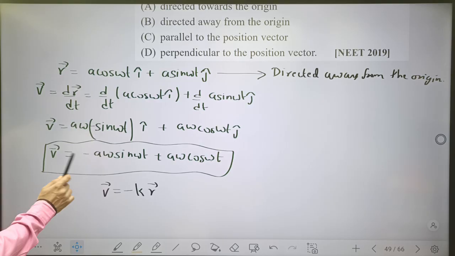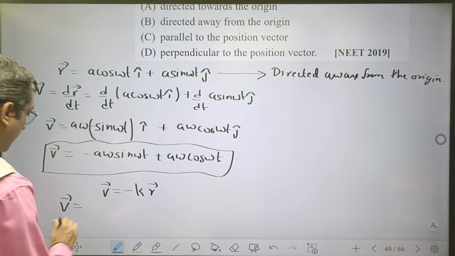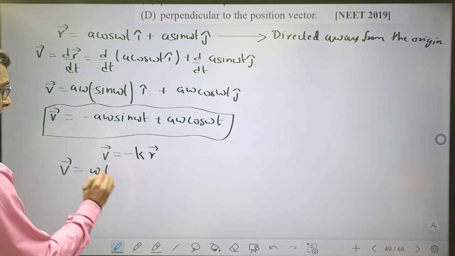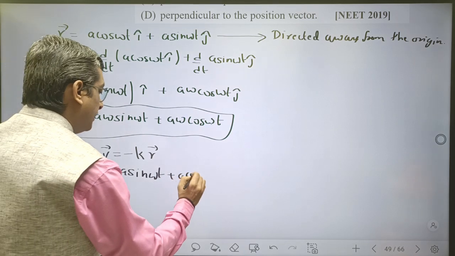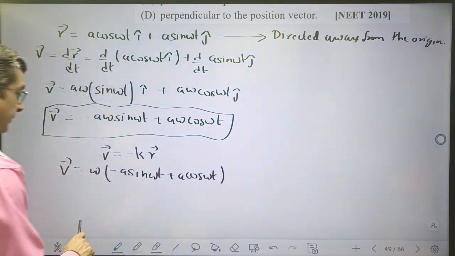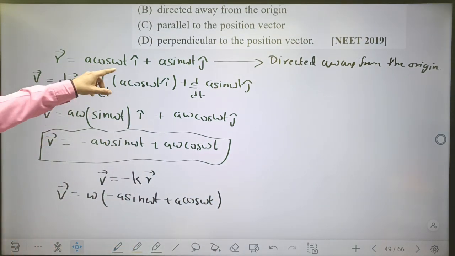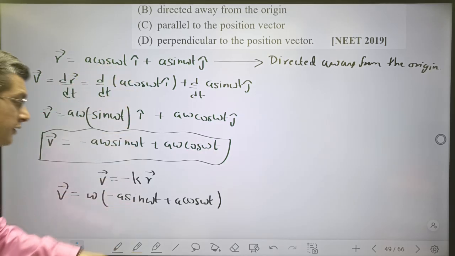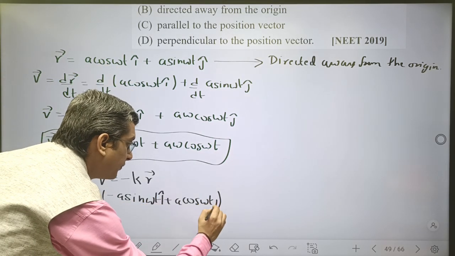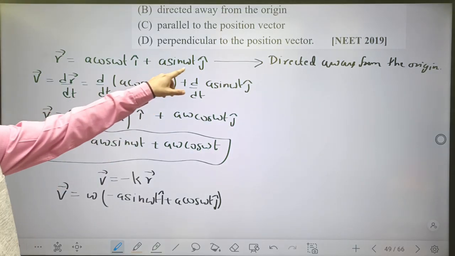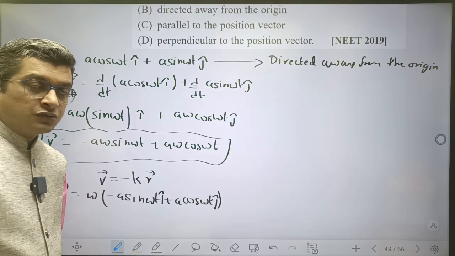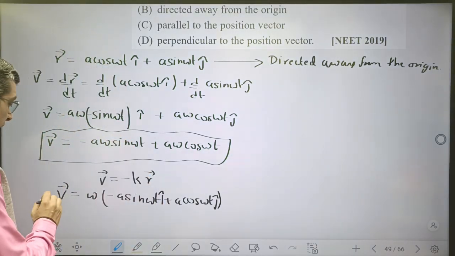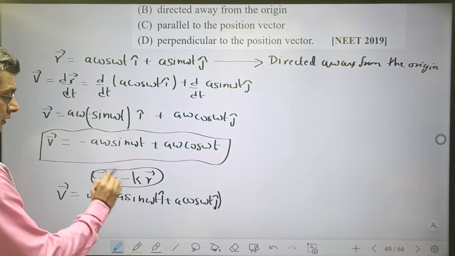Observe carefully. Suppose you have taken omega outside. From here you have taken omega outside. So you are left with minus a sine omega t plus a cos omega t. Now observe this value. Here we have the term cos omega t i cap, and here we have the term sine omega t i cap. Here we have the term a sine omega t j cap, and here we have the term a cos omega t j cap, isn't it? So whatever arrangement you do, it will never equal this value.